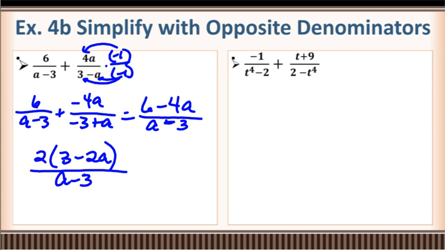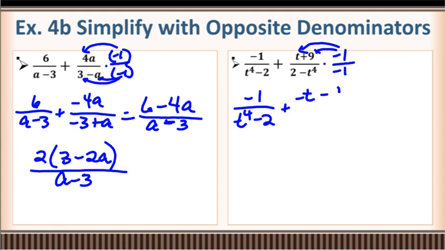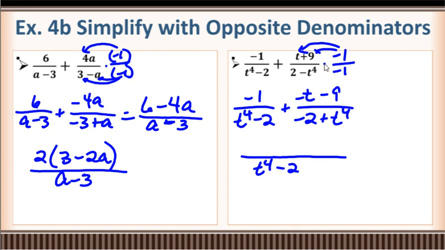Next one, we've got negative 1 over t to the 4th minus 2, plus (t plus 9) over (2 minus t to the 4th). So I'm going to multiply the second one by negative 1 over negative 1. Now I have negative 1 over t to the 4th minus 2, and distributing the negative 1, this is a plus negative t minus 9 over negative 2 plus t to the 4th. So when I combine, I got t to the 4th minus 2, negative 1 plus a negative 9 is a negative 10, and I have a minus t.